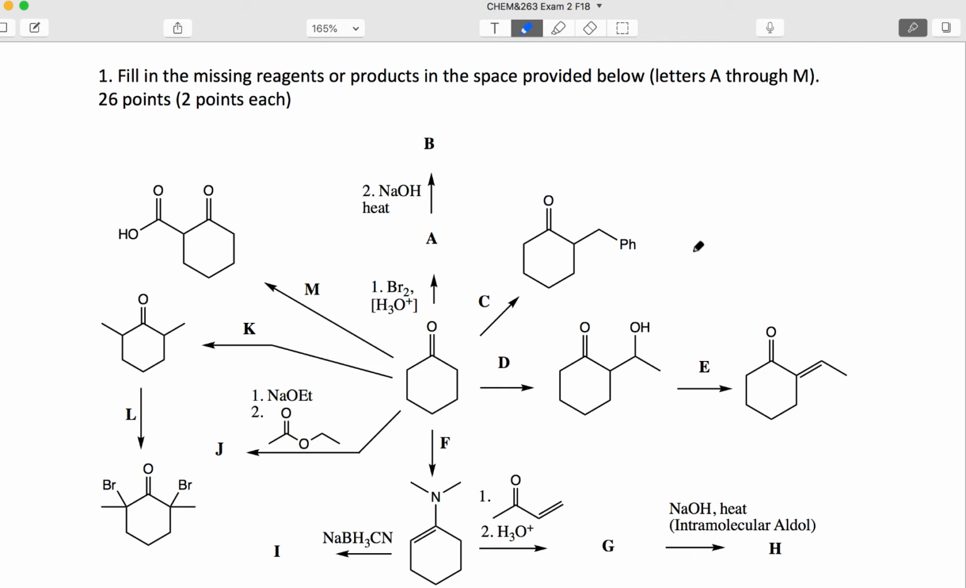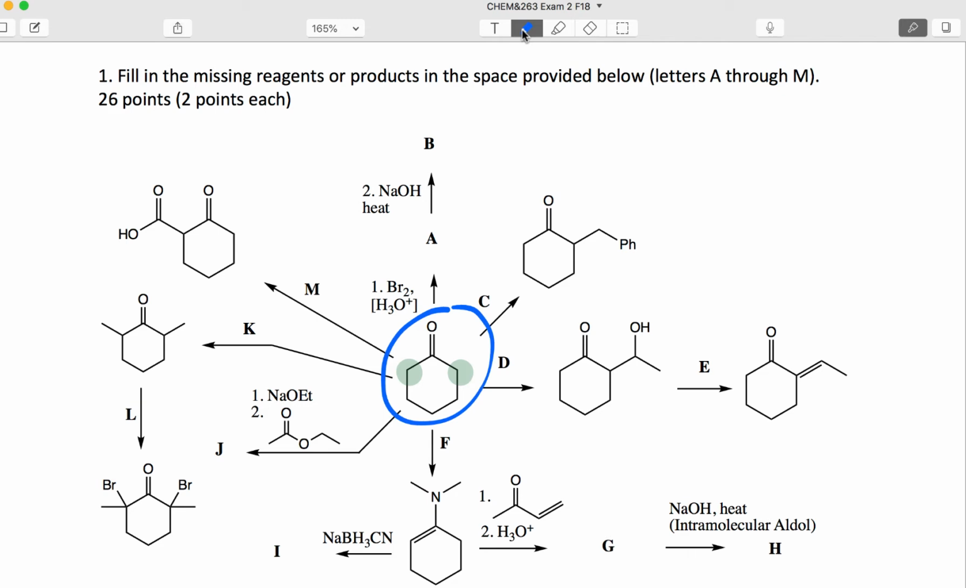Hi everyone, here's feedback on exam 2. This is for CHEM&263, and we covered all the reactions of the alpha carbon here in chapters 21 and 22 in Klein, which includes amines as well. So the idea is you're going to usually be adding to these alpha carbons right here. Usually one of them, but in some cases two of them. So let's just go through each one, and I'll give you some feedback about what I saw on the exam.